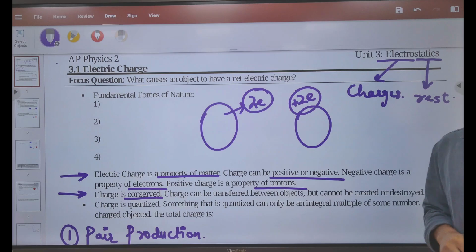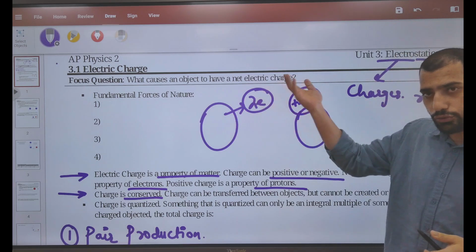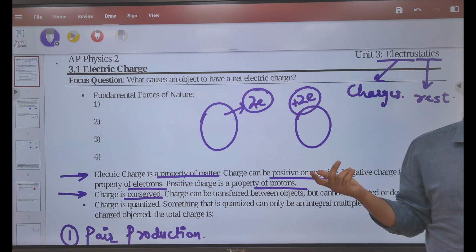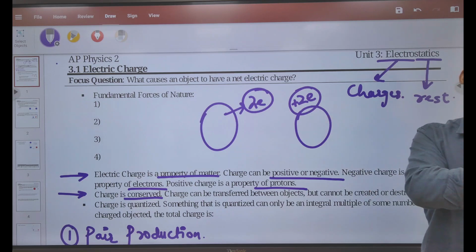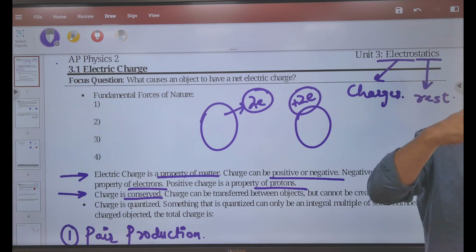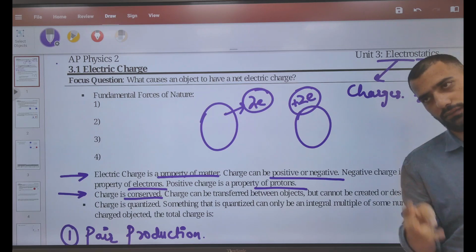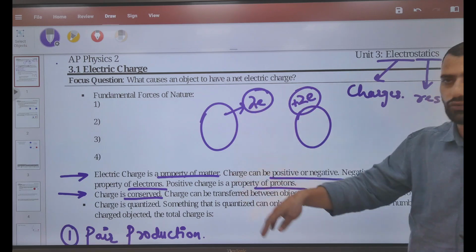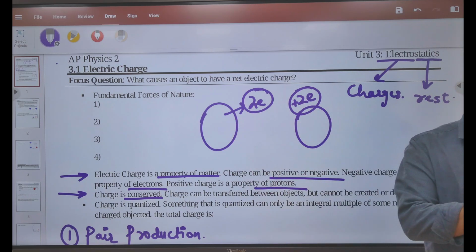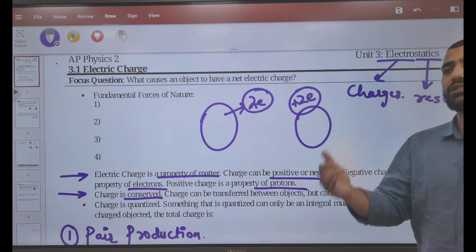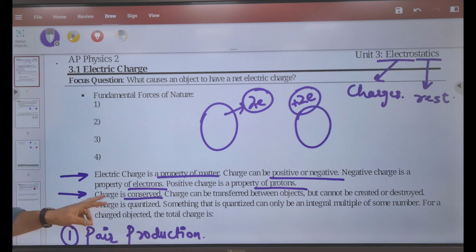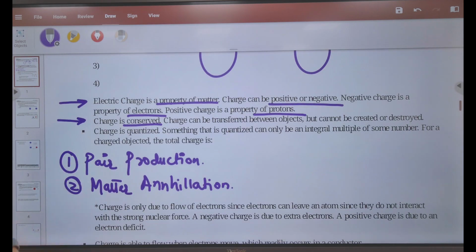When this body is losing 2 electrons, it will have 2 positive charge. Is that clear? So charge has not been created, it has been transferred. Similarly, if I give back 2 electrons to this body, it will be neutral. So charge will not be destroyed, but it has been transformed. Fine? But to this law, there are 2 exceptions. One is the pair production, and the other one is matter annihilation.